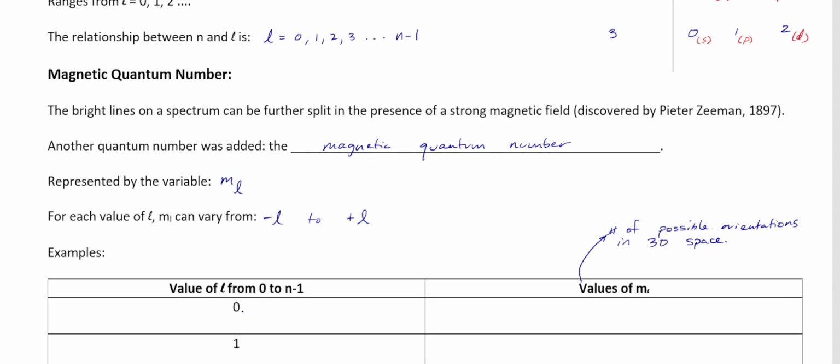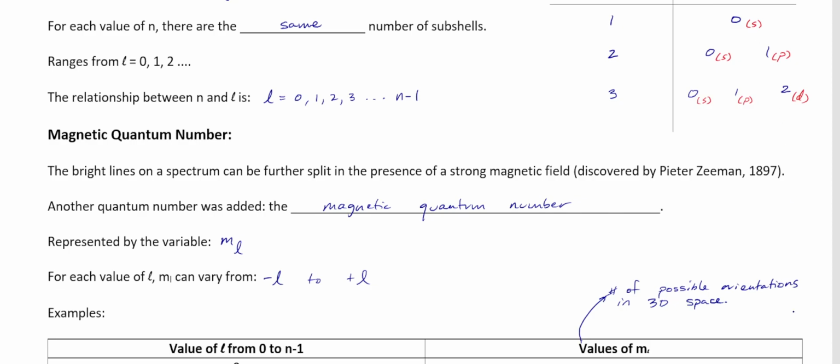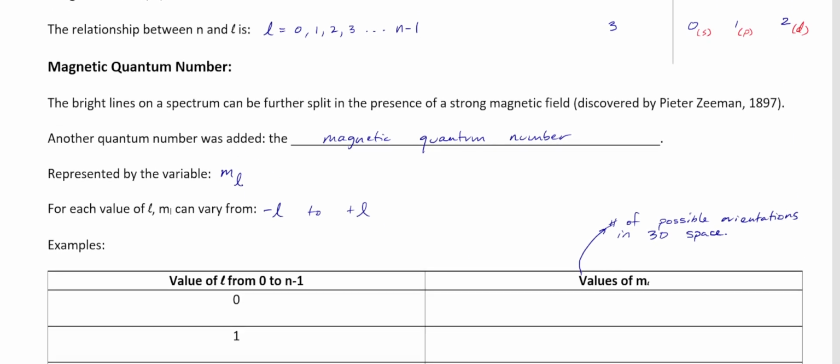we look at L, and L is 0. 0 represents the S subshell. So let's figure out, using this relationship here, if L is 0, m sub l can range from negative L to positive L. So from negative 0 to positive 0. Well, negative 0 to positive 0 is just 0. So there is only one orientation in 3D space. Okay, so the S subshell only has one orientation in 3D space.